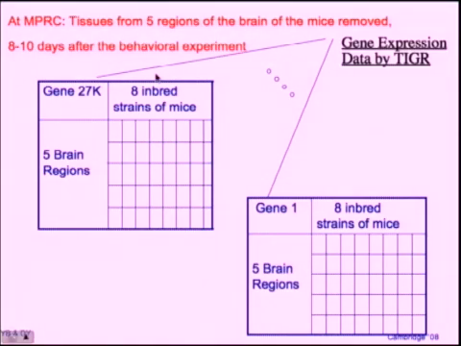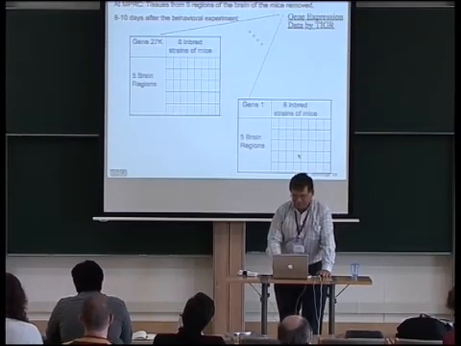took the tissue, the brain tissue, from the mice that were tested in their laboratories, from 5 different regions about 8 to 10 days later, and examined the gene expression of the brain tissue of these same mice that participated in the experiment in this lab. So for each gene, we have 8 inbred strains of mice, 5 brain regions, and replications in each of these.